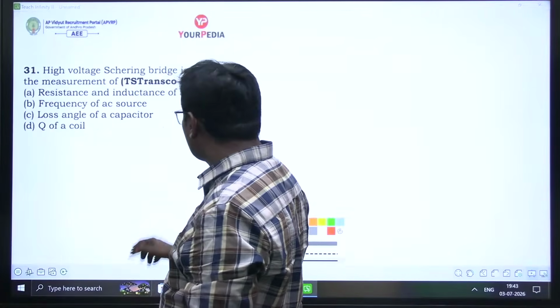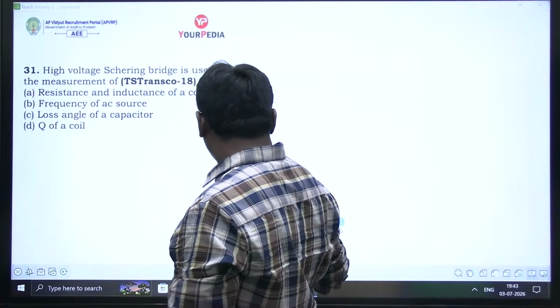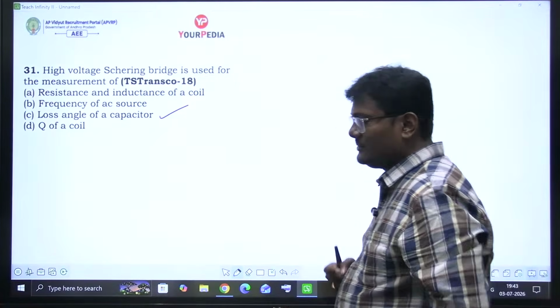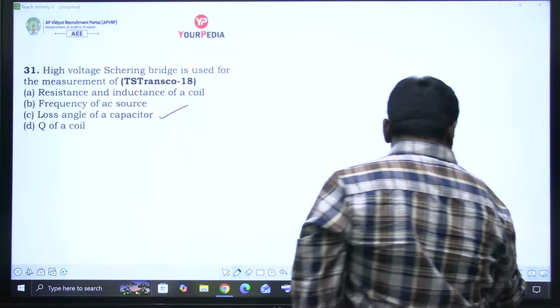So there is a special one: loss angle of the capacitor. Loss angle of the capacitor, C. Correct, C is correct.